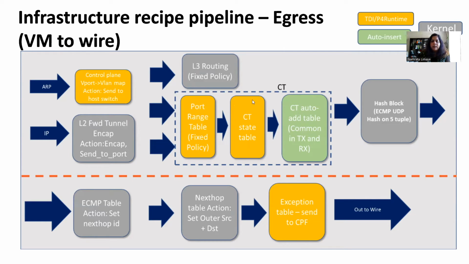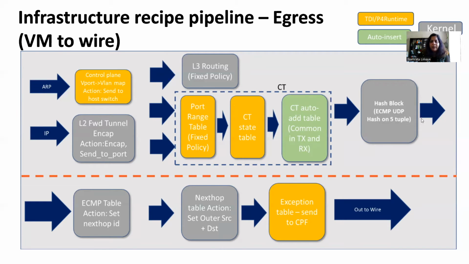So the CT state table will determine if the flow needs to be added and a timer needs to be started in the CT auto add table. And in the CT auto add table, using the auto add capability, a 5-tuple can be added in this table. So this table is basically common in TX and RX directions. So the SYN flag in any direction can be processed and a flow can be added, and the other direction will work as how the connection tracker works.